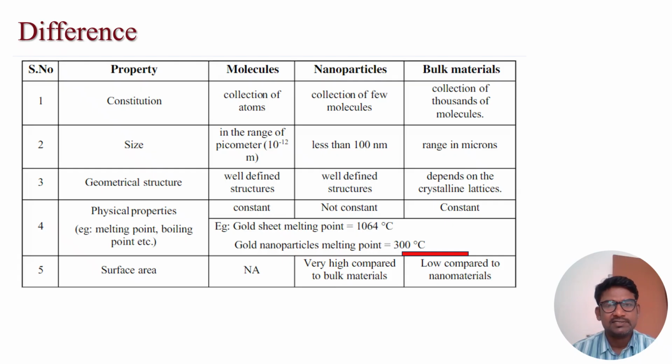Now let us understand the surface area. See, the surface area of a molecule is not applicable because it varies. And when we go to the nanoparticles, the surface area is very high compared to the bulk materials. And you have to note here, when we reduce the size to the nano, the surface area extremely increases, which is highly beneficial for several kinds of applications that I will discuss in the next module. So this slide gives you an overview to understand the difference between molecules, nanoparticles, and bulk materials.